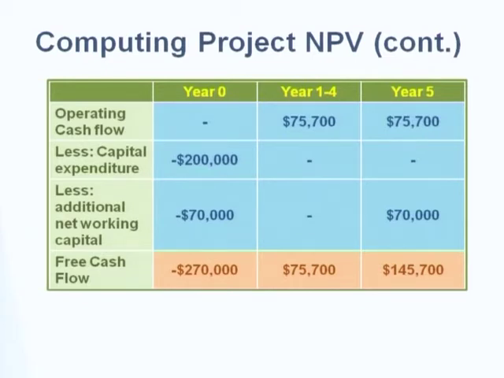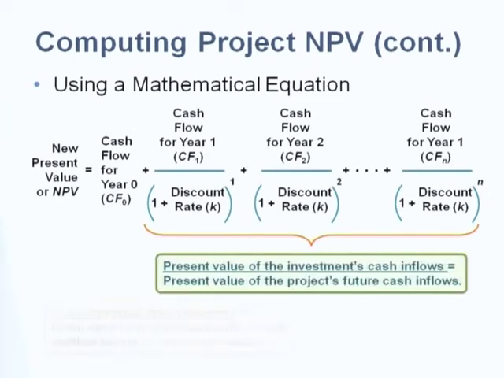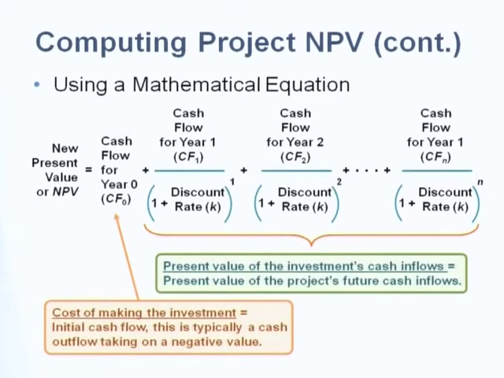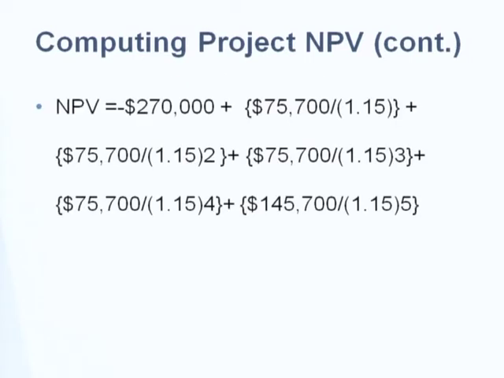Except for year 5, you not only get operating cash flow of 75,700, but you also get the working capital back. Because you want to liquidate everything, you have to add back working capital of 70,000. So at the end of year 5, cash flow is 145,700. Then you go back to the formula and discount by 15%, based on the question, so that you get the net present value. Net present value equals 18,560, so accept the project because it's a positive NPV.